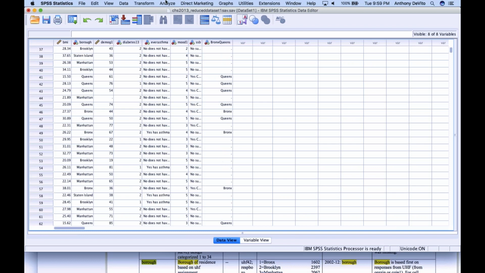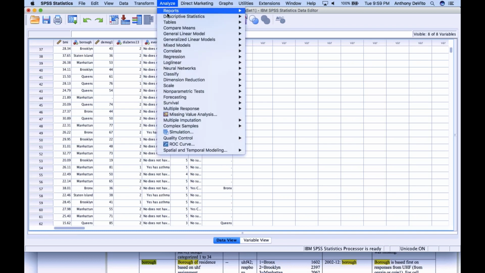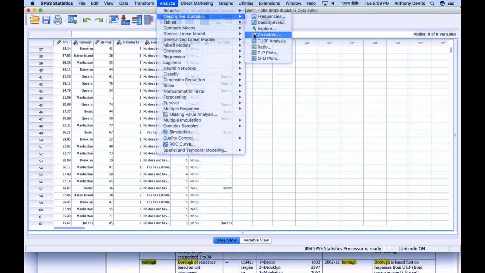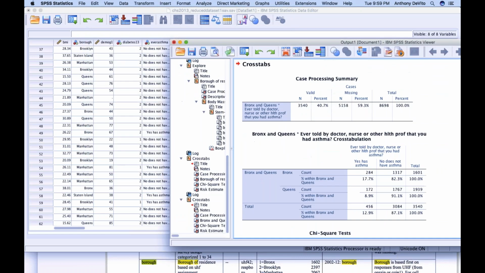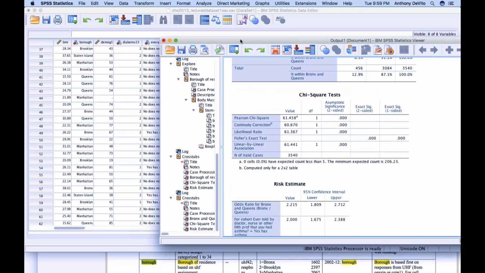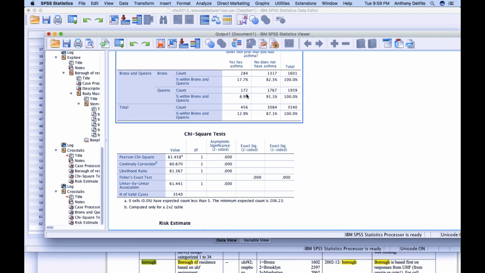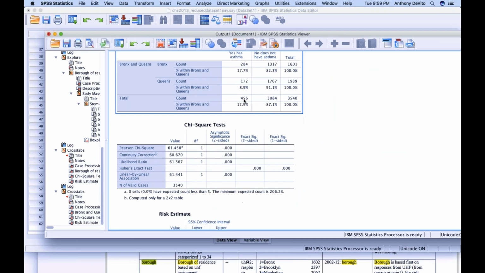So now we can go into Analyze, Descriptive Statistics, Crosstabs, right? This time I'm not going to use borough of residence. I'm going to use our new variable, Bronx and Queens, in the rows. And I'm going to click OK. Let's see what happens now. Well, this time it gives me a 2 by 2 table, right? Look, same numbers, 17.7, 8.9. It's just we've narrowed this down to those 2 values in this new variable.